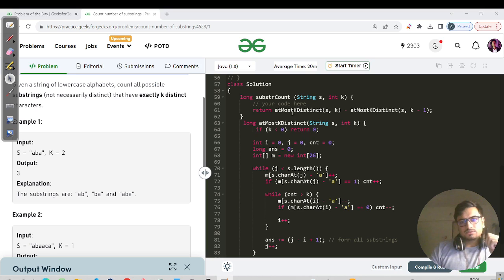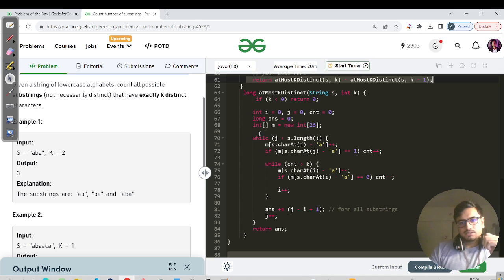Let us see a code walkthrough now. So as we discussed, we need to return this thing, and how is the function running? If k is less than 0, we are returning 0. Definitely, if k itself, that is at most k distinct, is even less than 0, then there is no need to find the possible substrings, right? Now we have some pointers, the starting index of the window and the ending index of the window, with i and j, and the count is equal to 0, right?